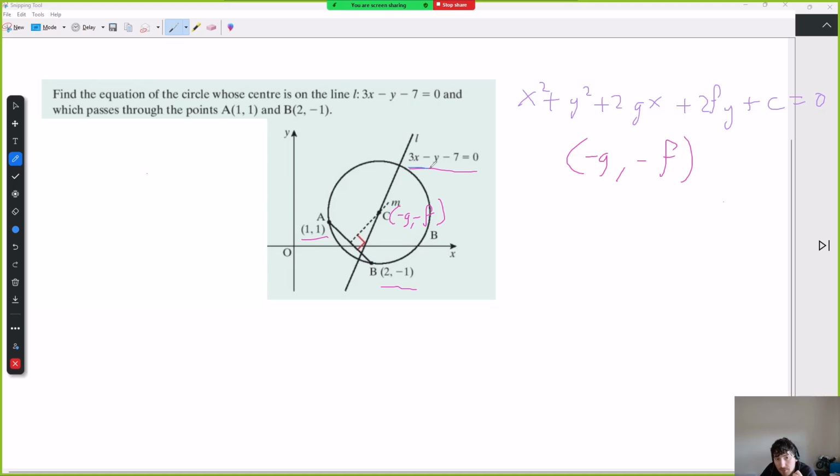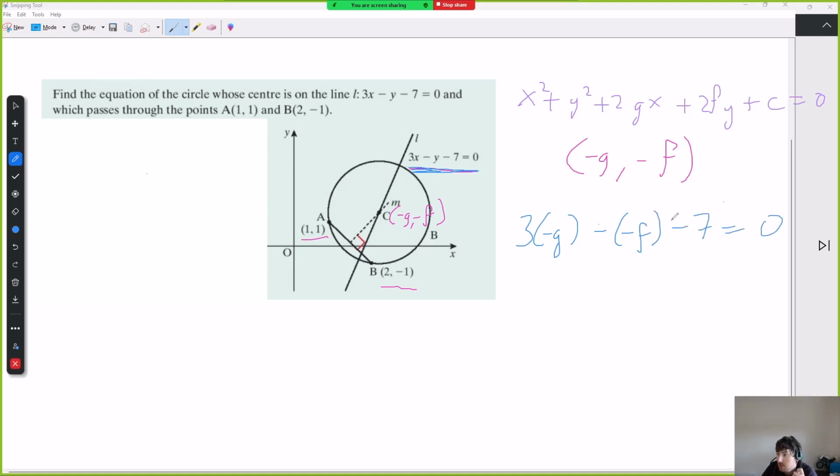If they give you a line that goes through the center of the circle, because it goes through the center of the circle, which is known as (minus g, minus f), you can put the center into the line, because you can put points that are on the line into the line, okay? And so that's what we do. We go 3, and in for x we put minus g, showing the examiner all this, minus y, which is minus f. See how I'm subbing in minus f for y, minus 7 equals 0.